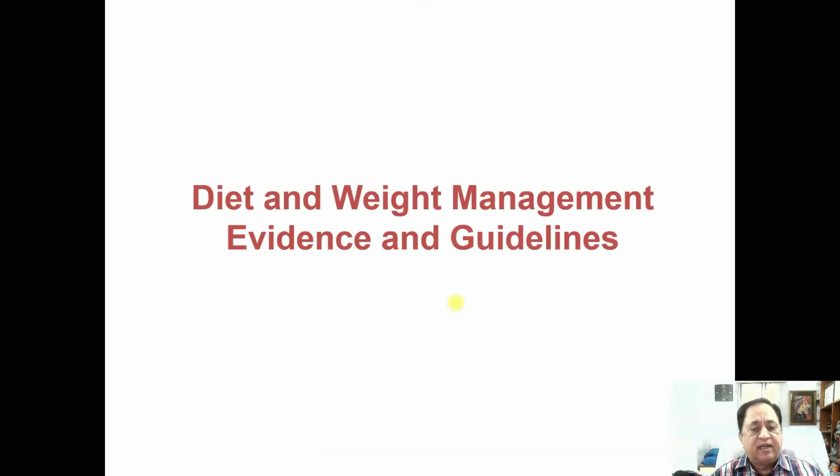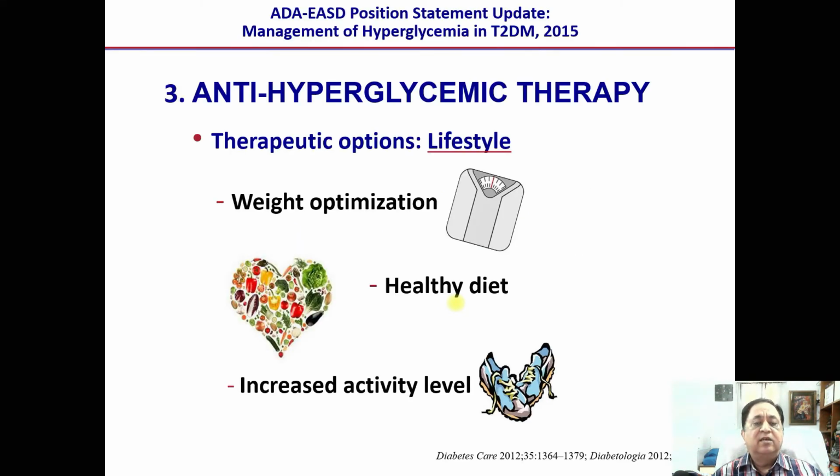Let us first focus on diet and weight management, and what is the evidence related to the guidelines available to us way back in 2015. Even before that, in the 2012 position statement, a lot of importance was very clearly given to lifestyle. It has always been given since the inception of the diabetes control programs. But as a heading of anti-hyperglycemic therapy, lifestyle management is always prominently there, which we tend to forget. You pick up any guideline of any year, you will find it.